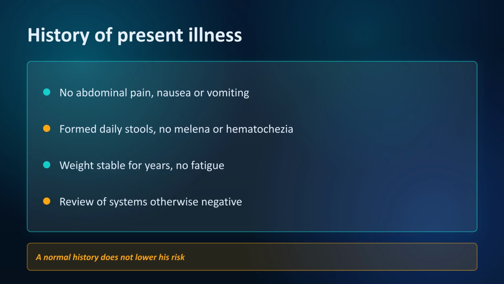He denies abdominal pain. He denies nausea and vomiting. His stools are formed and daily. He has never seen blood in the toilet or on the tissue. He has had no unintentional weight loss, and his energy is normal. So the review of systems is completely unremarkable.